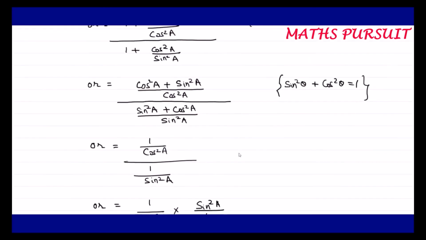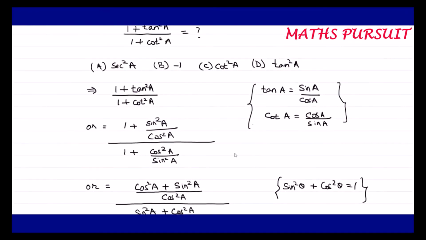Now let us look into the question and the given options. You will see that we have tan square theta in option D. So option D is our correct answer.